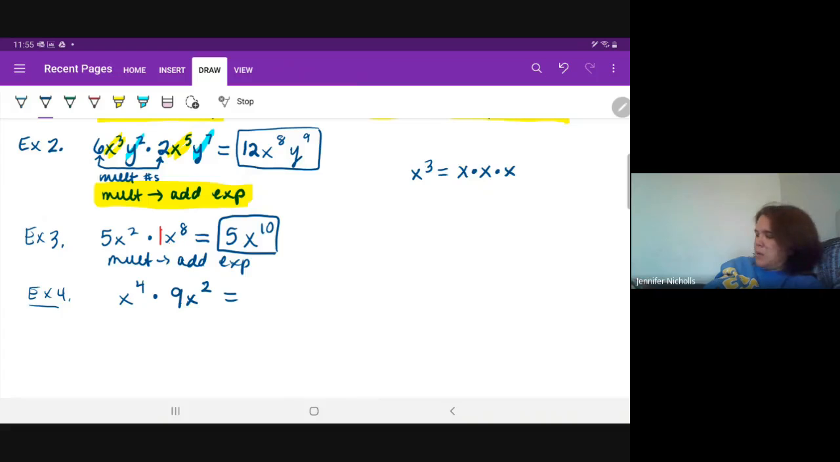Okay, so what about this one? So now what's missing? Now it might be easier to tell what's missing. The 1. So let's put the 1 coefficient right here. And then what do we think the answer is?